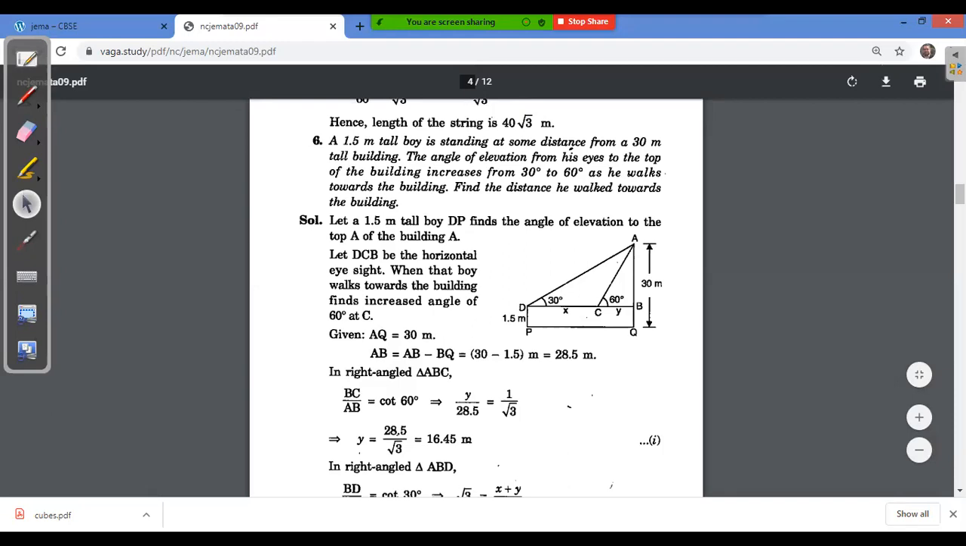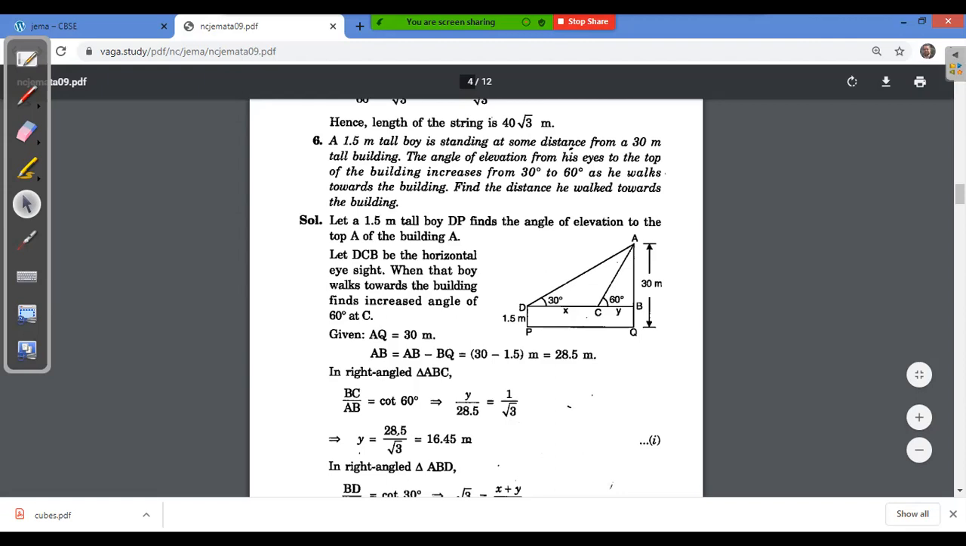Now, the first thing that we have to understand is that this is a small rectangle being formed, and in a rectangle opposite sides are equal. So if this is 1.5, this is also going to be 1.5. So the value of DC will be 30 minus 1.5, that's going to be 28.5 meters, right? Now we have to find out AB. This is the distance that the boy has moved. So first we'll find out AC, and we'll subtract BC. AC minus BC will give us AB.